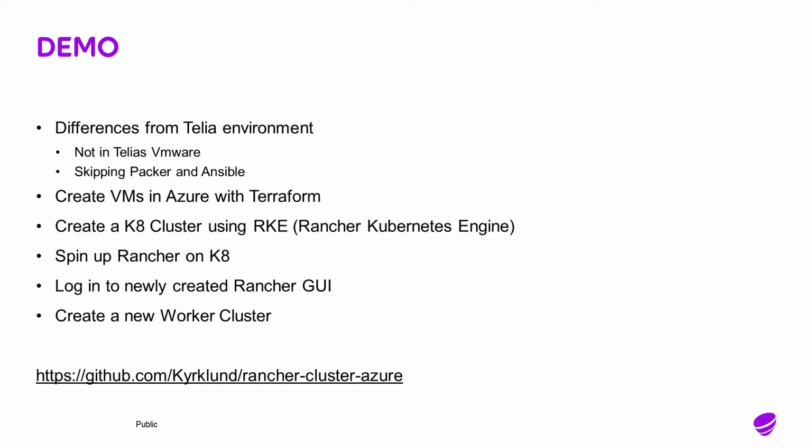So the plan for the demo is that first I'm going to create a couple of virtual machines in Azure using Terraform. Then on those newly created machines, I'm going to create a Kubernetes cluster using the RKE or Rancher Kubernetes engine. And the next step after that is that I'm going to spin up Rancher on that Kubernetes cluster. And after that, log in to the newly created Rancher GUI, and then go into the cluster feature and create a new worker cluster hosted in Azure.